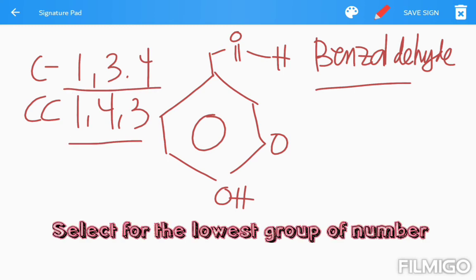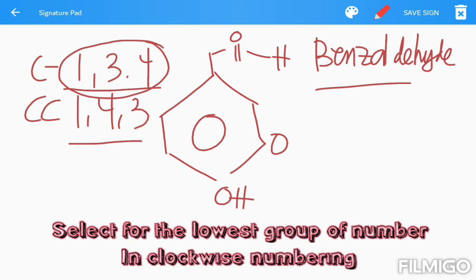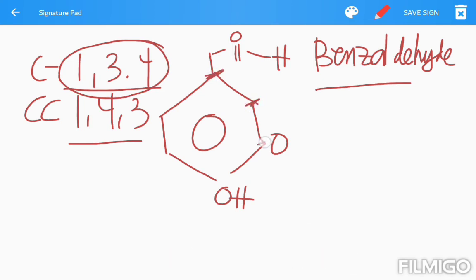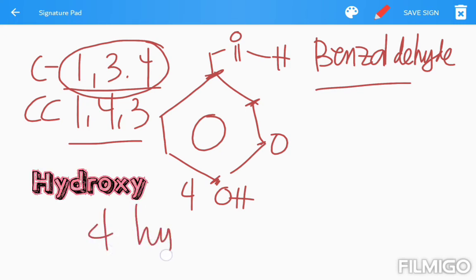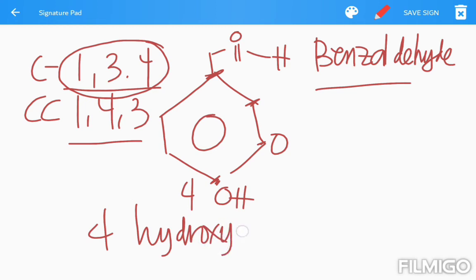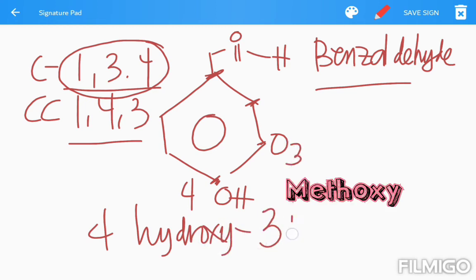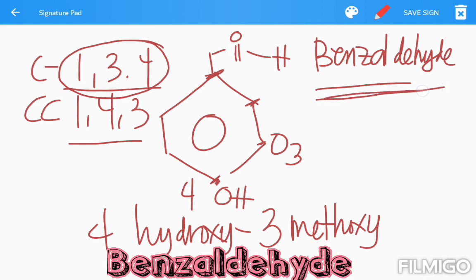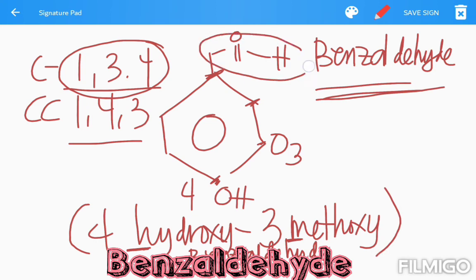So which is the lowest number? I will choose the right to left, which is the counterclockwise. So this would be my number 1, number 2, number 3, and number 4. Okay? So number 4 will be my 4 hydroxy, 3 will be my methoxy, and my parent name will be benzaldehyde. So remember, the alphabetical order will be H coming before M. So the final name will be 4 hydroxy, 3 methoxy, benzaldehyde from this given base.